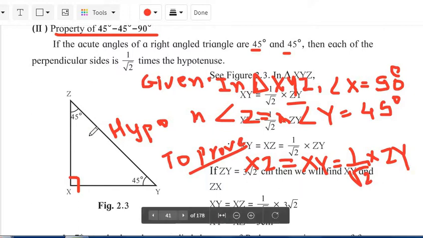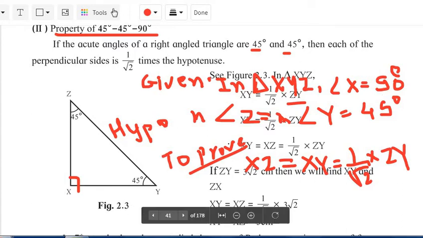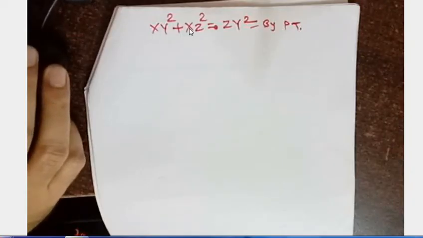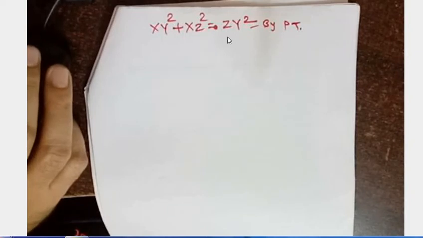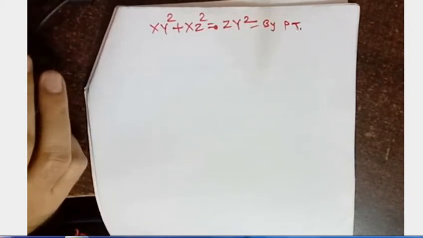First, in this right angle triangle XYZ, angle X is 90 degrees. Therefore, which theorem do we have to use? Pythagoras theorem. In triangle XYZ, we use the Pythagoras theorem. So XY square plus XZ square is equal to ZY square by Pythagoras theorem. Is it right?